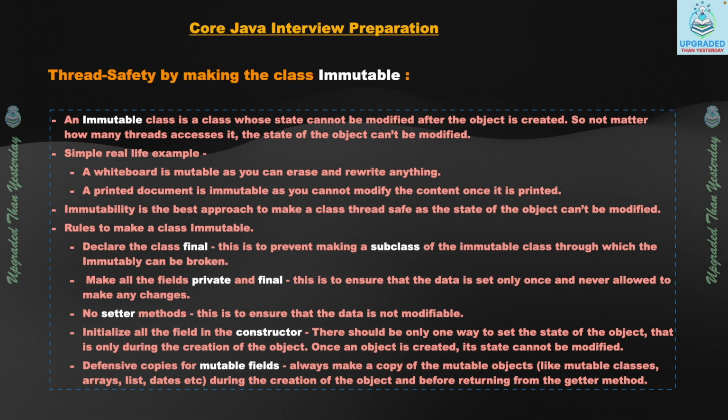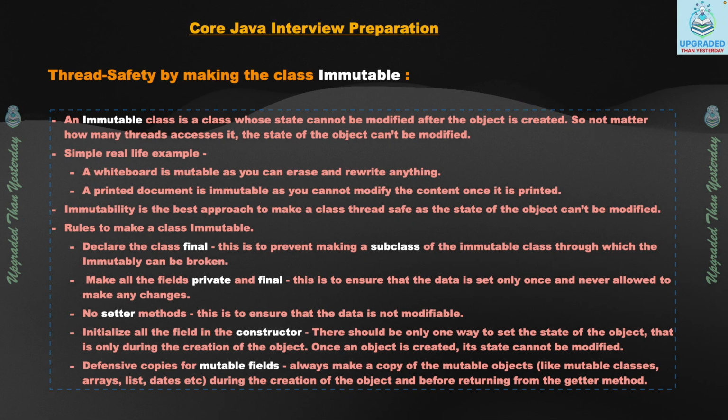Simple real-life example. Take example of whiteboard. It is mutable as you can erase and rewrite anything again. But a printed document is immutable as you cannot modify the content once it is printed. There are 5 rules to make a class immutable.